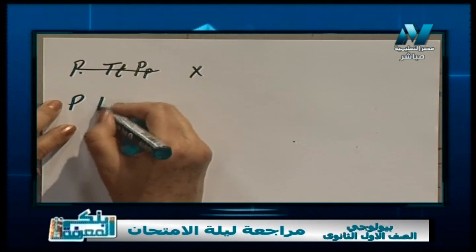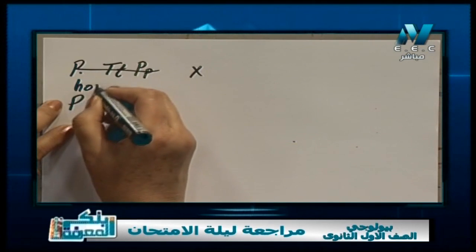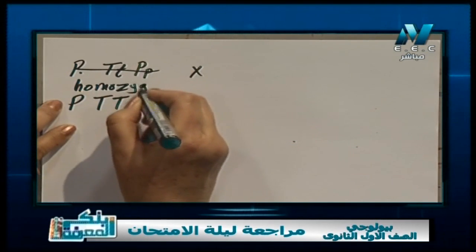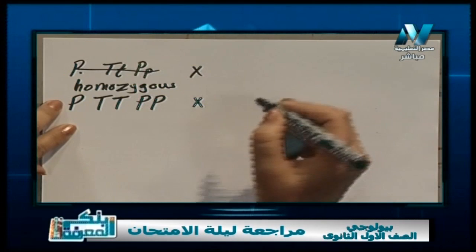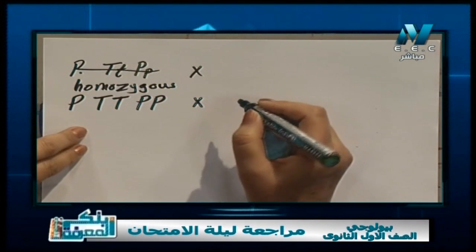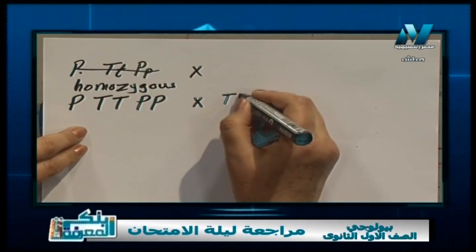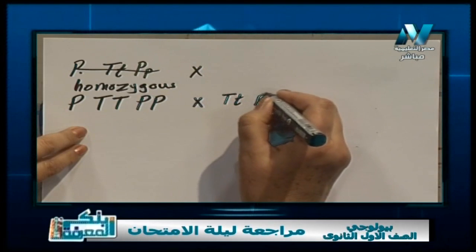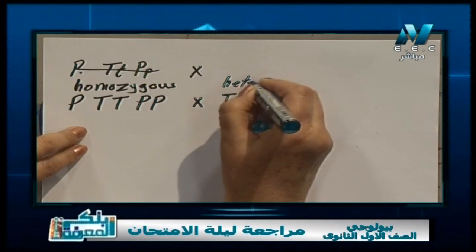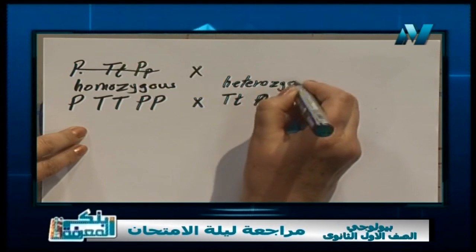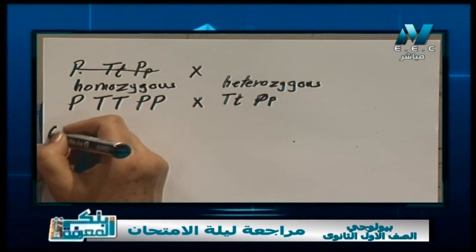The parents: capital T, capital T, capital P, capital P. This is a homozygous individual, crossed with another individual that is heterozygous tall and purple: capital T, small t, capital P, small p. This is a heterozygous individual. So let's get the gametes.